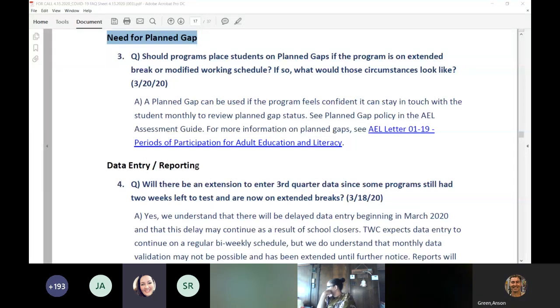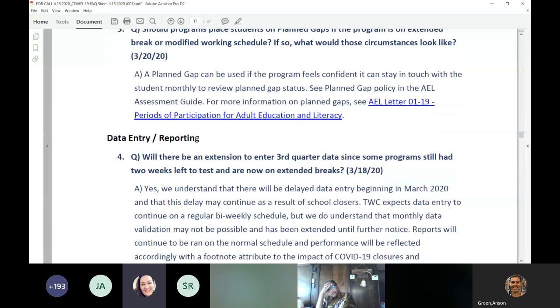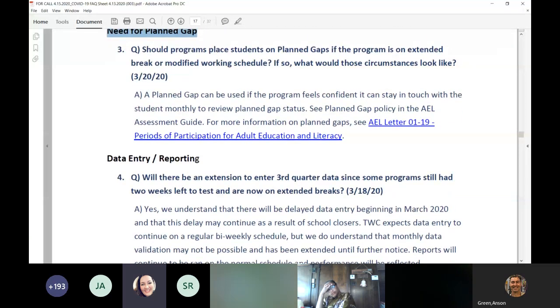And if you want a little bit more information on that and how a plan gap works in terms of a period of participation, you can see AEL letter 0119. But this is really just to prevent an exit for a student. So again, the key there is that the student has an intent to come back to services, but because of circumstances right now, they're unable to do so.